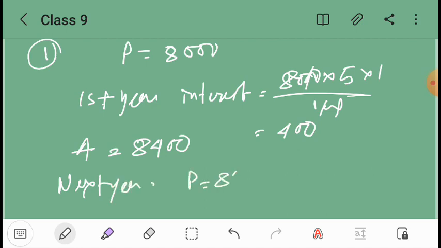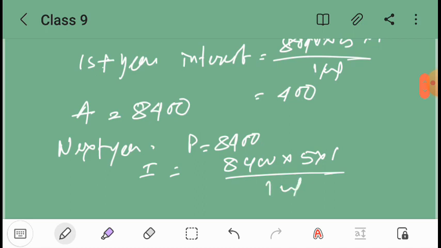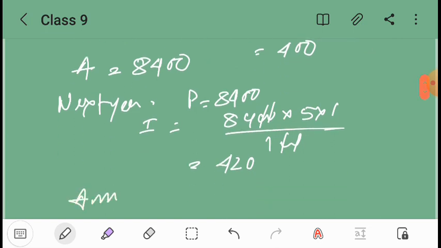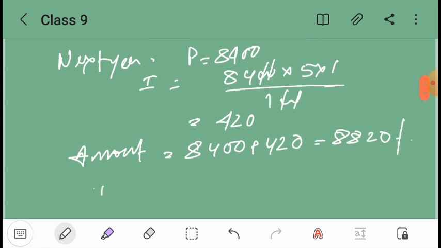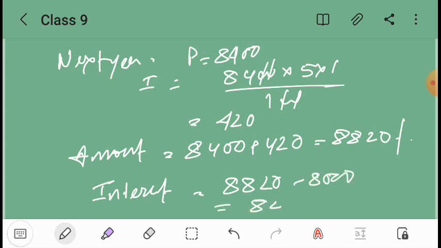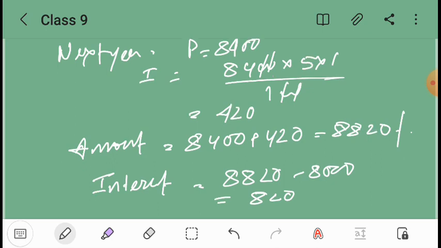the P will be 8,400. So, the interest will be 8,400 into 5 into 1 divided by 100. So, these zeros will be cancelled out, and we will get 420, right. So, the amount will be 8,400 plus 420, that is nothing but 8,820 rupees. This is the amount. So, that means the interest is nothing but 8,820 minus this, so you will have 820. Okay. This is the interest.